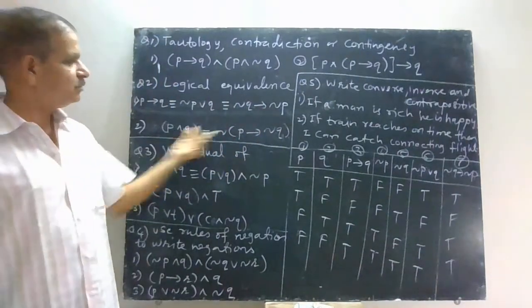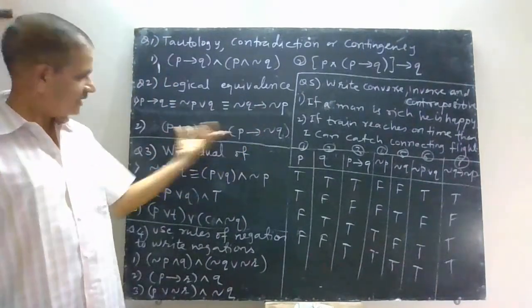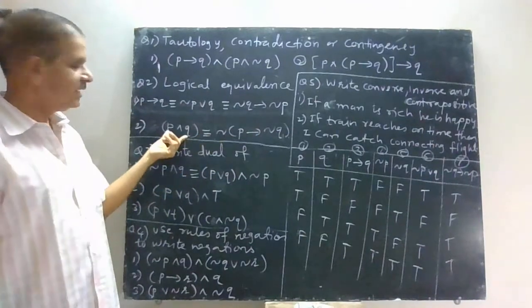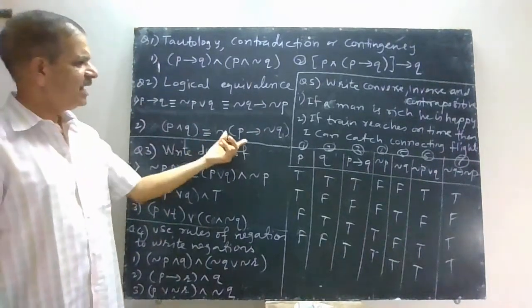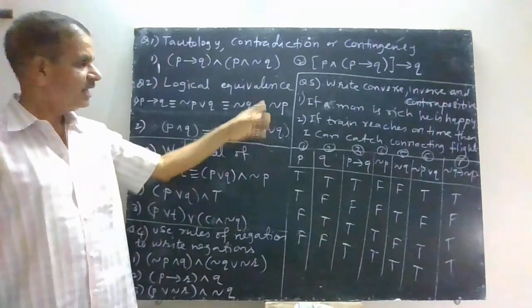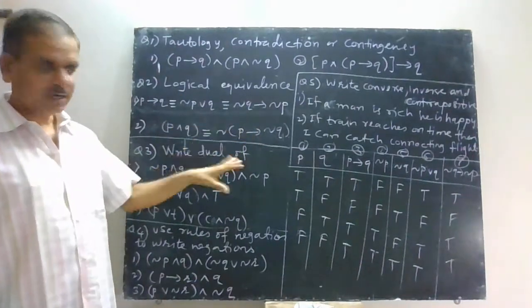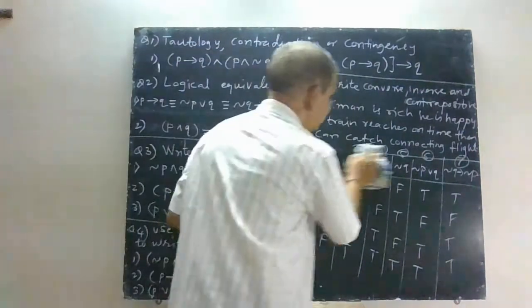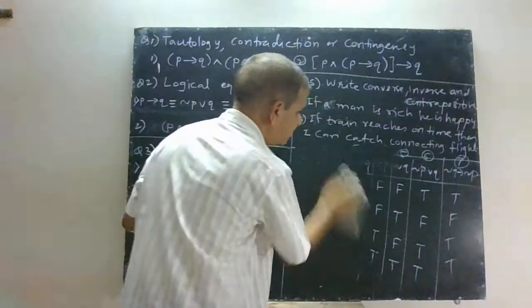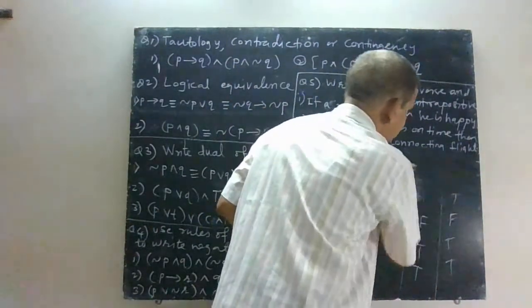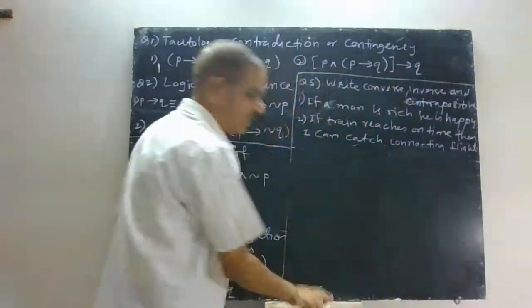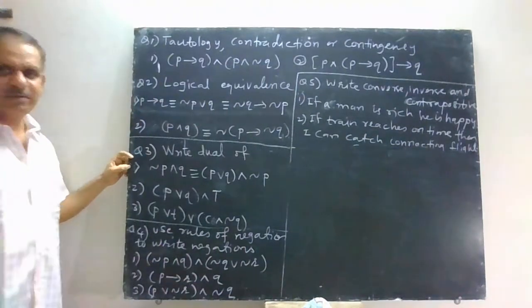You can try to prove in the same way. Here there are only two statements, P and Q. The third column you will make that one, and then you will make these two columns, and you will observe that these two are logically equivalent. So this is the second type of question that we have seen today, related to logical equivalence. Now let us see the third type of question.